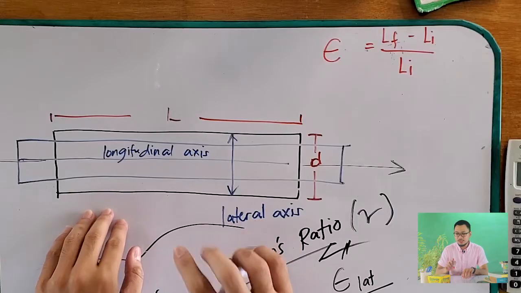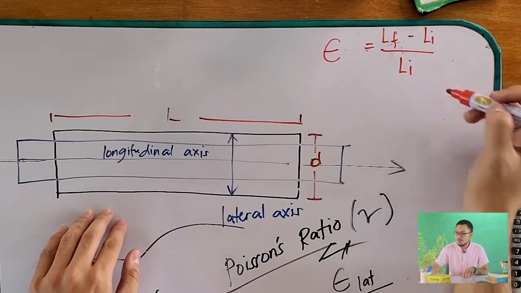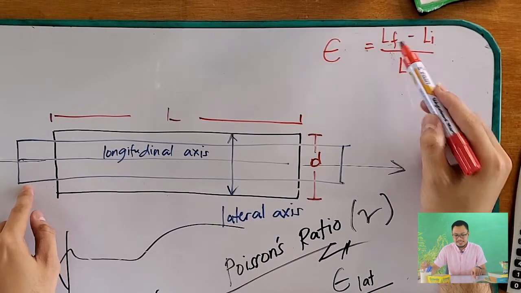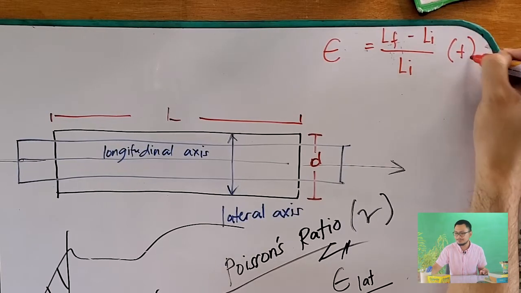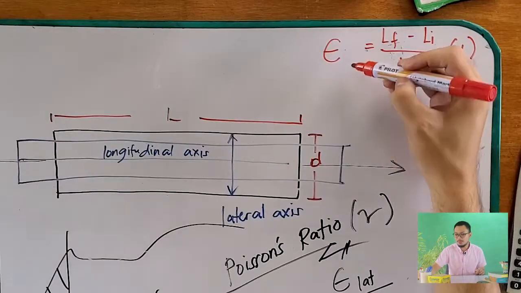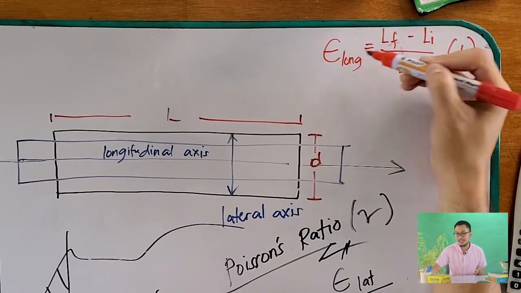And let us assume a beam, or let's say a shaft, that is subjected to tension. With this equation, what will the result be, positive or negative? If your LF is longer than your Li, then you can say that this equation is positive, when we are talking about the longitudinal strain.